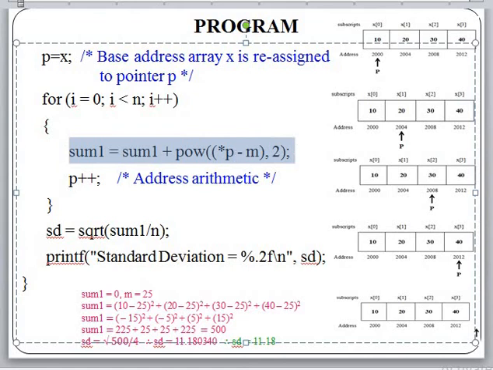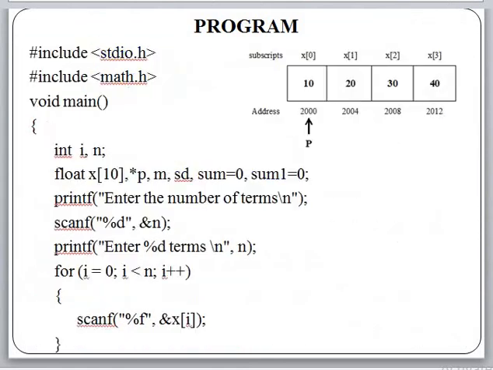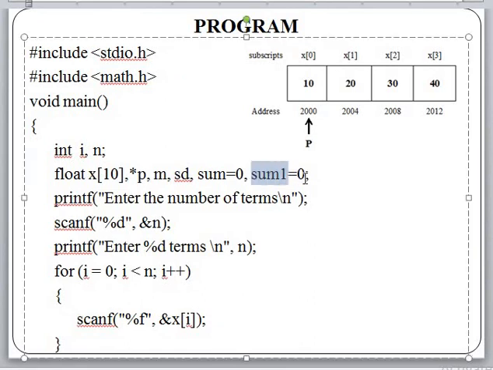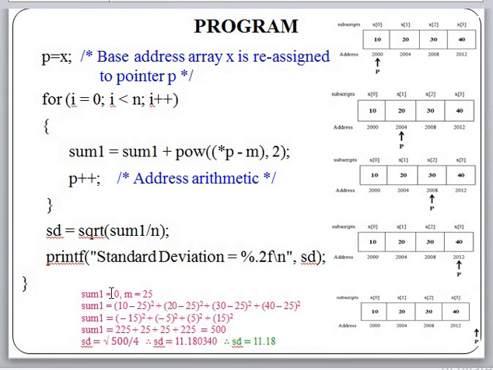Now what is this sum 1? Sum 1, as we know earlier, is nothing but 0. The initial value of sum 1 is 0, so that is what I mentioned here in the program. And the mean, we also know that it is 25. So now i equals 0, 0 is less than 4, the condition is true.